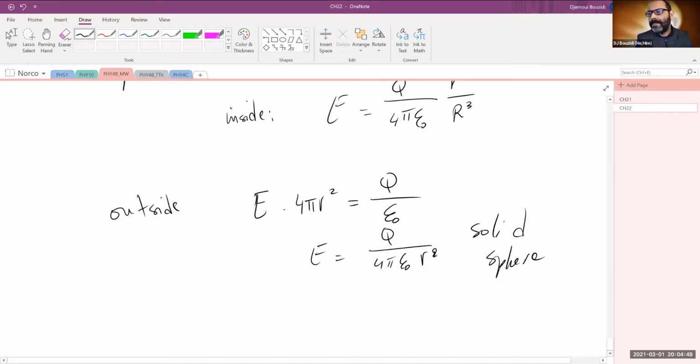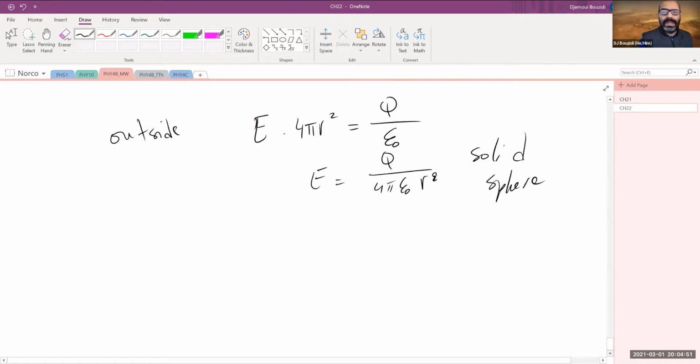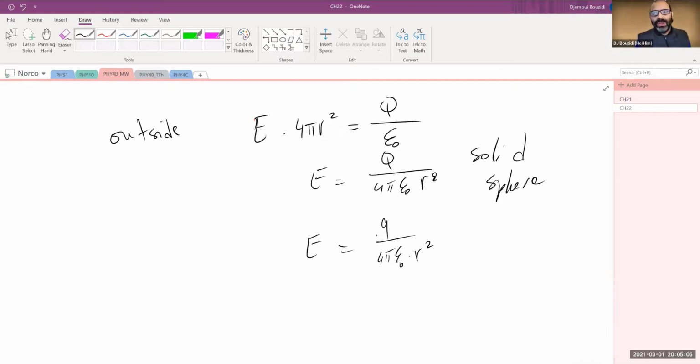Remember, for a point charge that has no physical size, E was equal to Q over 4 pi epsilon naught R squared, where Q is the charge itself of the point charge. Q, in this case, big Q, is the charge on the sphere itself, everything included. The two expressions look identical, okay?